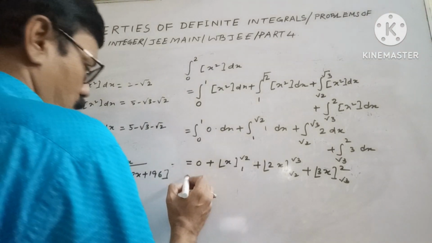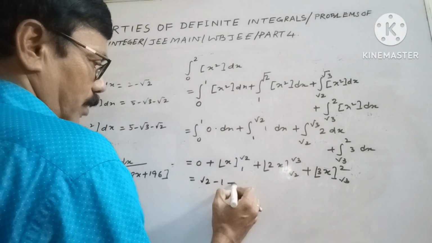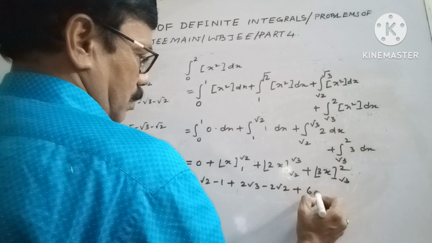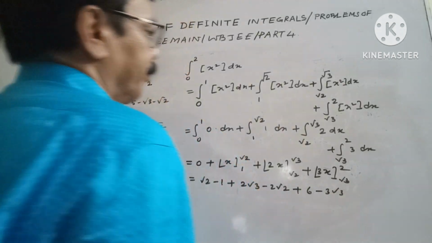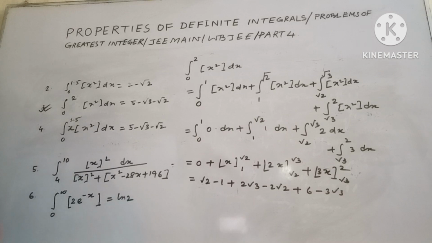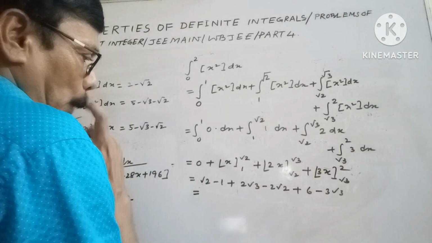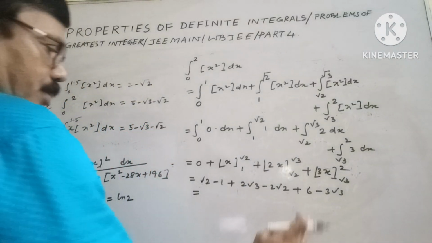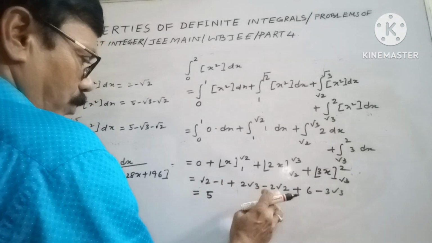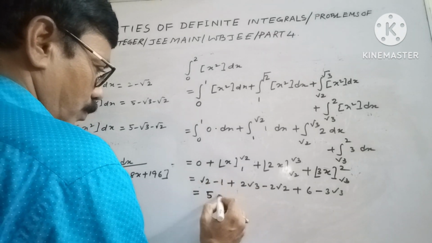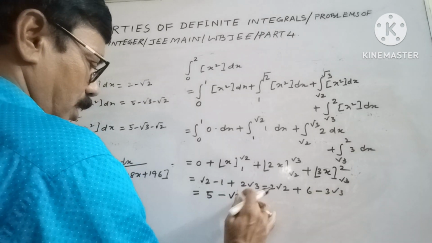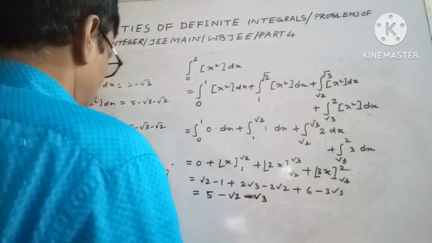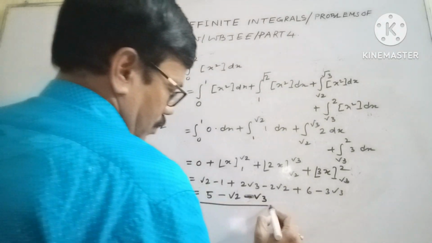Now, put the values. So, root 2 minus 1, 2 root 3 minus 2 root 2, 6 minus 3 root 3, 3 root 3. Now, 6 minus 1, this is 5. Minus 2 root 2, this is plus root 2. So, this is root 2. Minus 3 root 3 plus 2 root 3. So, this is minus of root 3. So, this is our final answer.